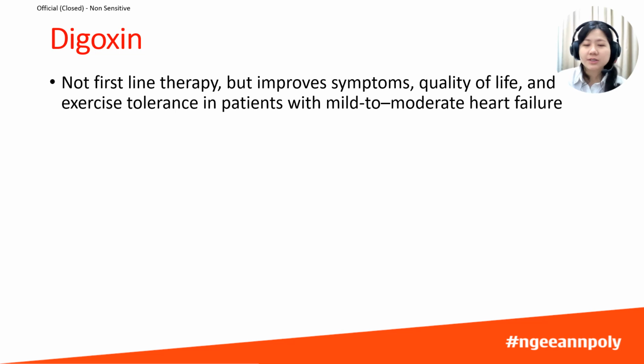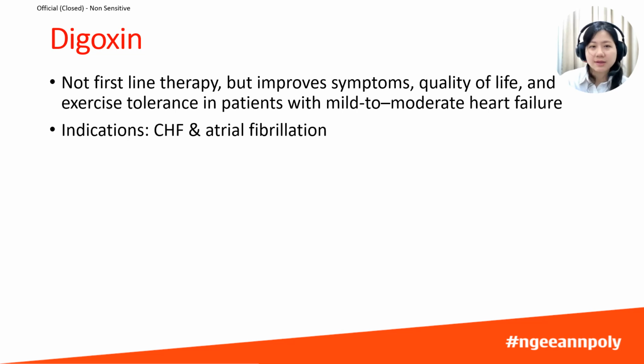Digoxin is not used as a first-line therapy for heart failure, but it does help to improve symptoms, quality of life, and exercise tolerance in patients who have mild to moderate heart failure. Besides being used for congestive heart failure, digoxin is also used for atrial fibrillation. Atrial fibrillation is an abnormal heart rhythm characterized by very rapid and irregular beating of the atrial chambers of the heart.